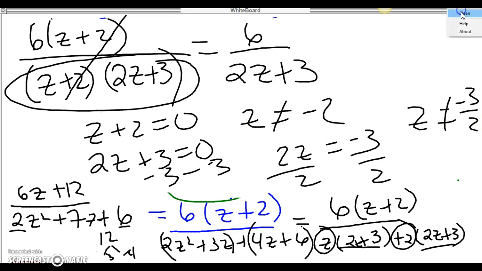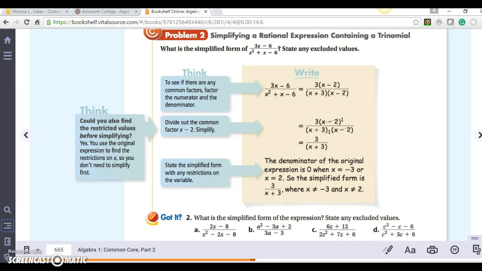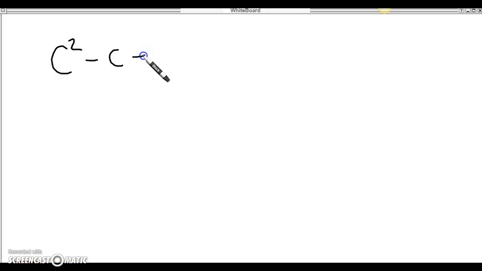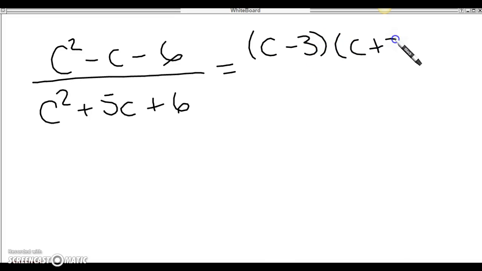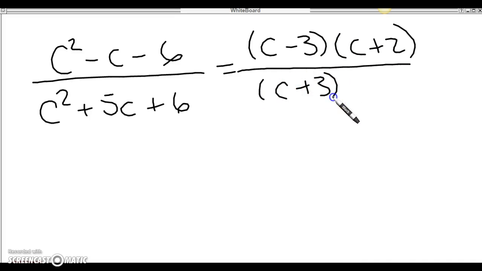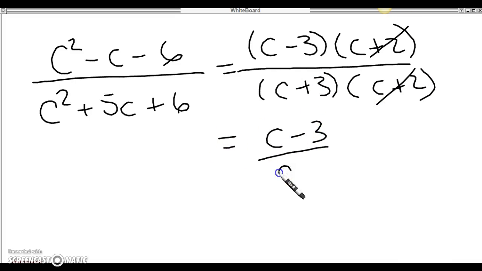And I think there was actually one more. Let me check. Yes. So I have c squared minus c minus 6 over c squared plus 5c plus 6. And so I factor again. For that negative 6, my factors would be c minus 3 and c plus 2. And for that positive 6, it would be c plus 3 and c plus 2. So my c plus 2s cancel out, and I'm left with c minus 3 over c plus 3.